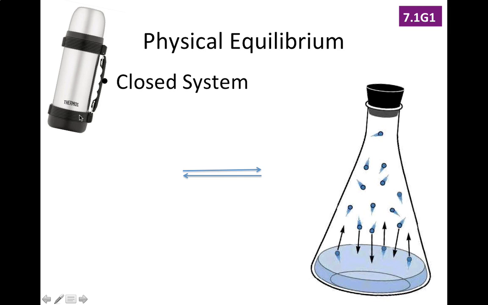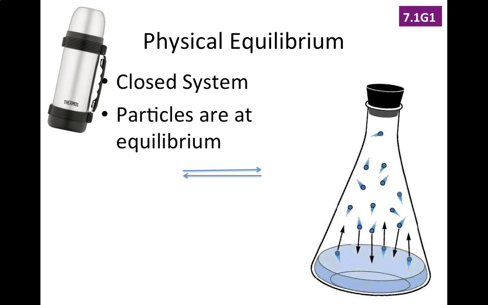Granted, thermoses aren't 100% closed, and so if we put something hot in there, it'll eventually get cold, or if it's cold, it'll eventually get to room temperature. But for the most part, we're thinking of closed systems, where no energy or matter can go in and out. So the particles in these physical equilibriums are going to be at equilibrium. And what does that mean? It means that if one thing changes, the other thing changes back.